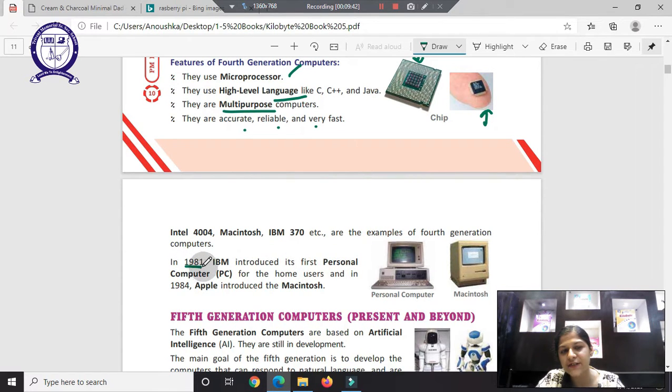So in 1981, IBM introduced its first personal computer that looked like this. This is a system unit, but it is placed horizontally just below the monitor for home users. In 1984, during this time, Apple introduced the Macintosh.